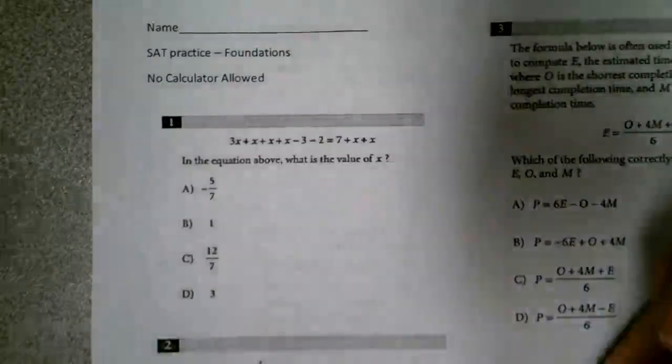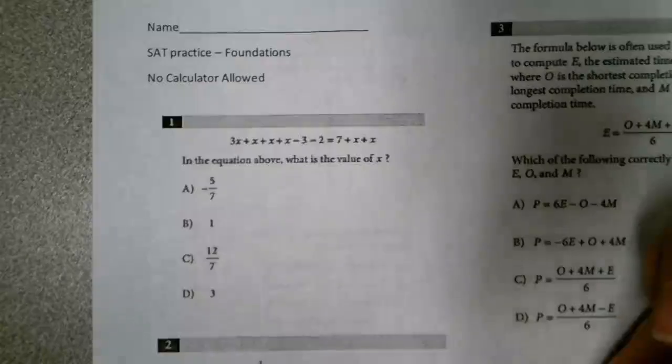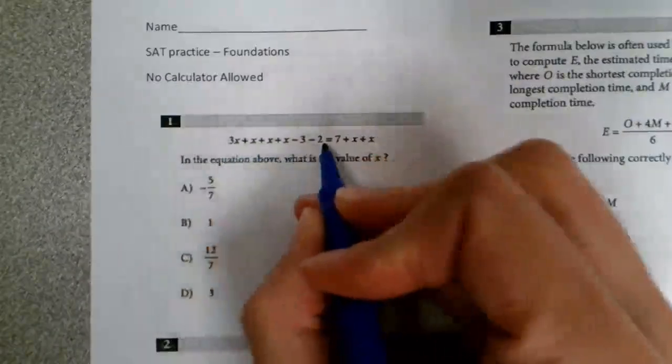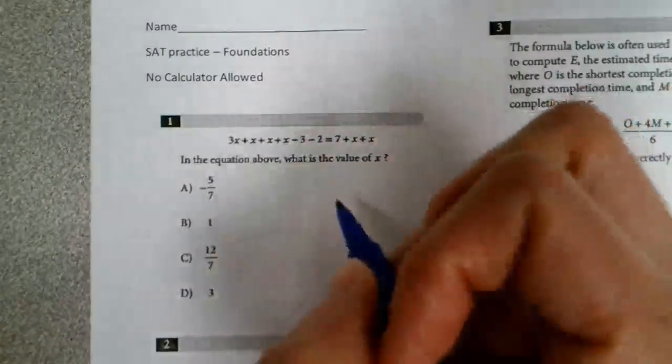Okay, we're focusing on SAT practice. These are no calculator allowed questions. It says in the equation above, what is the value for x? So I need to simplify the left side first and simplify the right side.